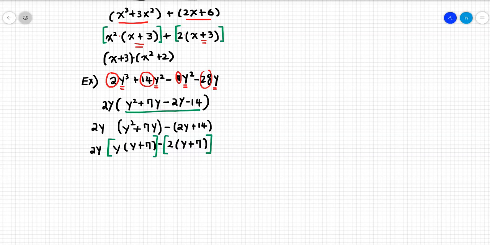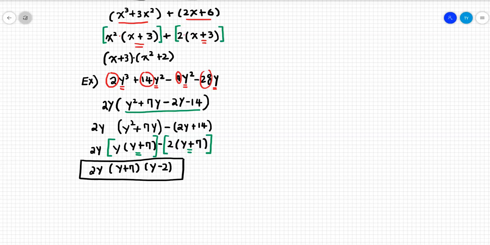Okay, so now we're going to have to take care of this green bracket here. If you look at the green bracket, the common factor now is the y plus 7, right, on both brackets. So we're going to take them out. I'm going to write 2y, it was already there. Then I'm going to take out the y plus 7 from both green brackets. And the remaining between these two green brackets will be y minus 2. Okay, so this is going to be the factored form of the given question.